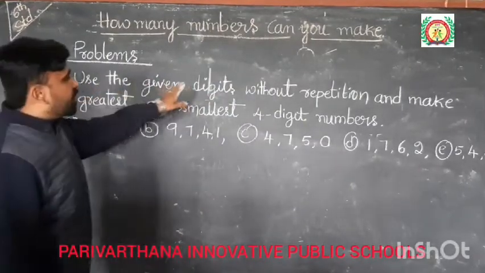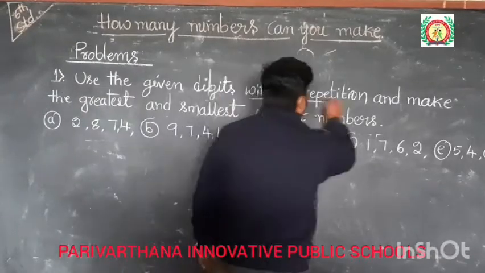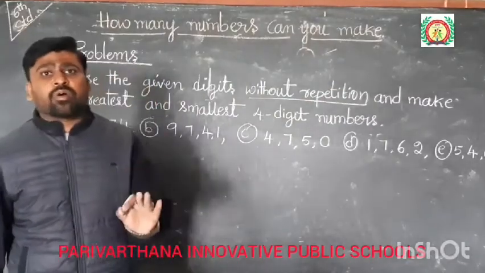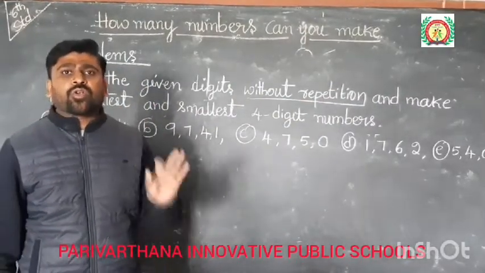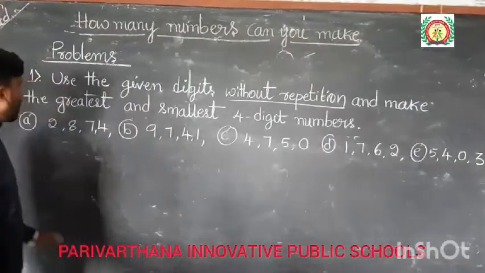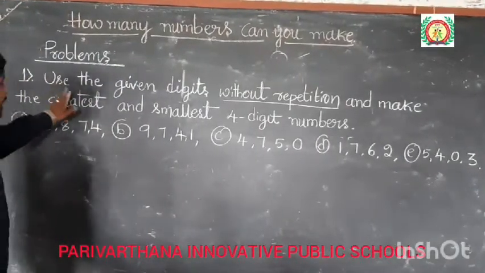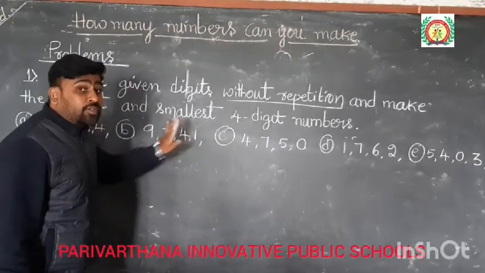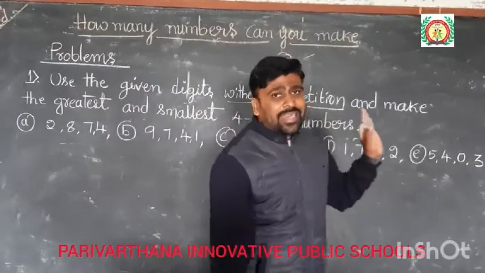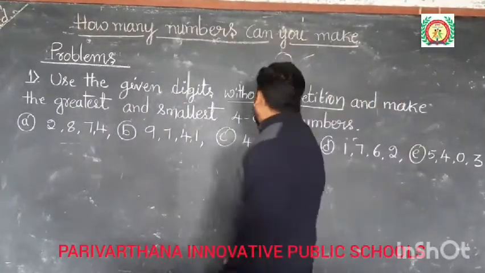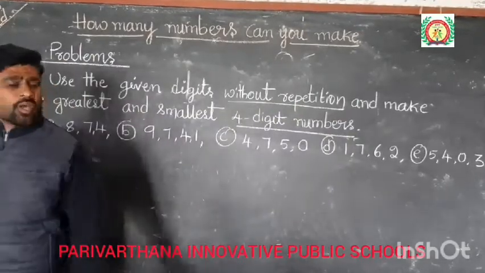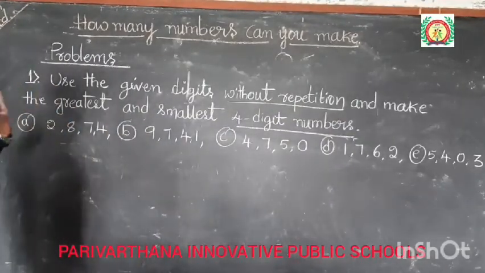Use the given digits without repetition. Without repetition means don't use a number 2 times. You have to use each digit only one time, without repetition, and make the greatest and the smallest. Regarding these 4 digits, we have to find out the greatest and the smallest number. In total, 5 problems are given.